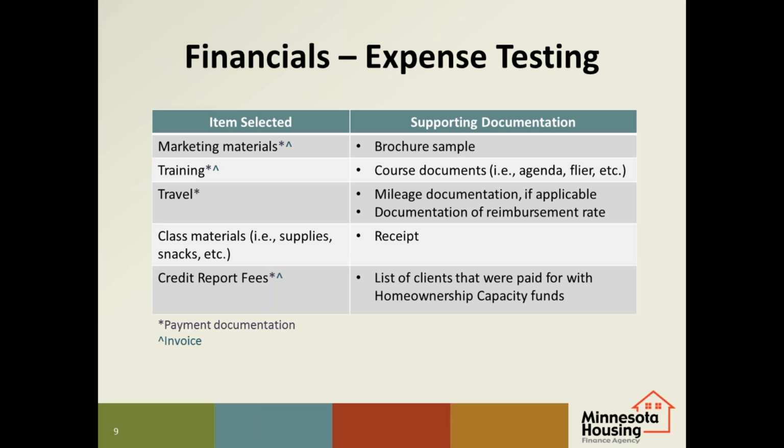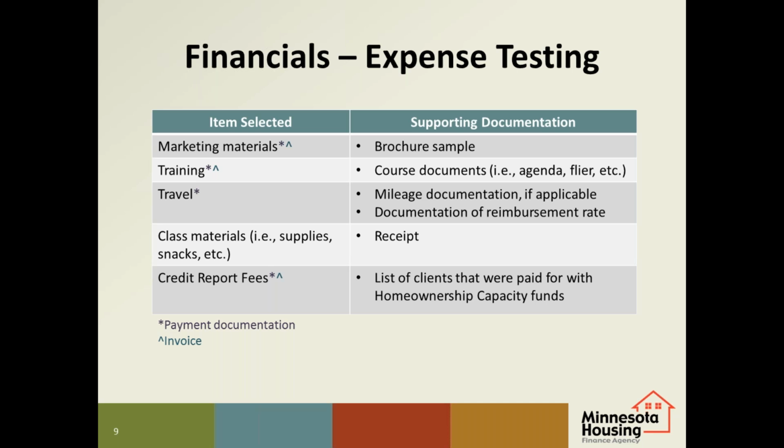If we select a training item that's listed on the general ledger, we would want some additional course document information. Some examples of that would be the agenda, a flyer from that training, and again, just to check and make sure that that is in fact connected to financial wellness, one-on-one coaching and/or education trainings. And again, of course, same payment documentation and invoice.